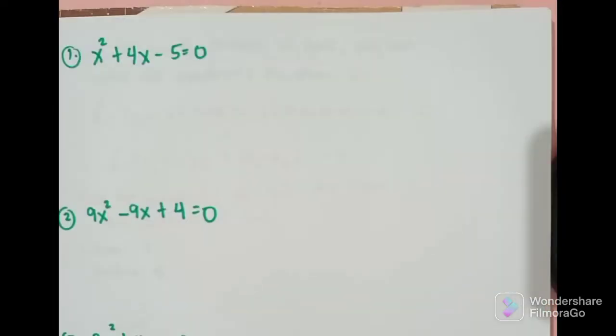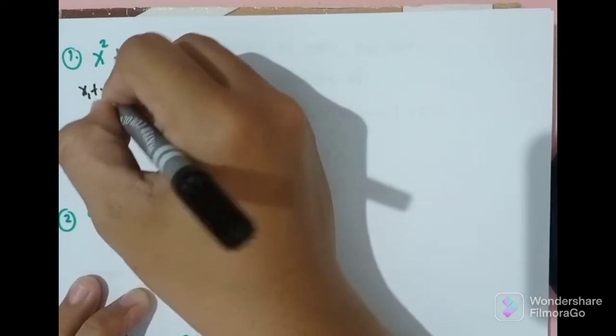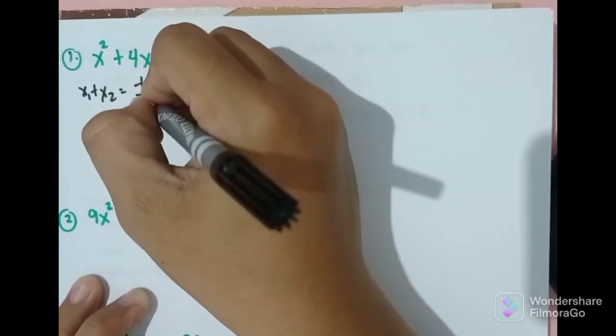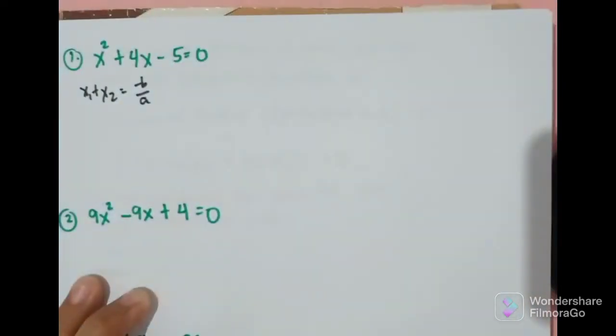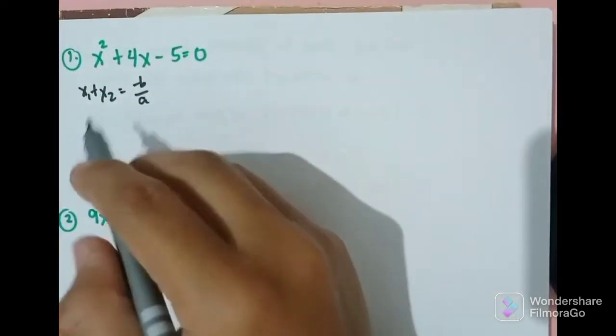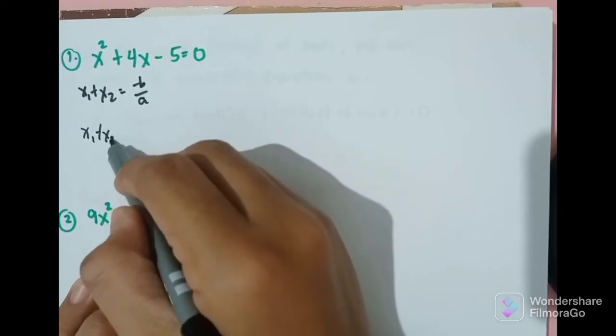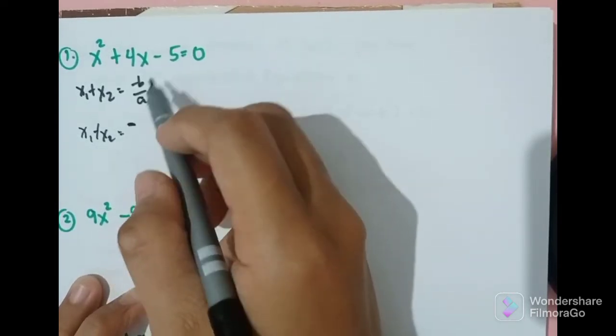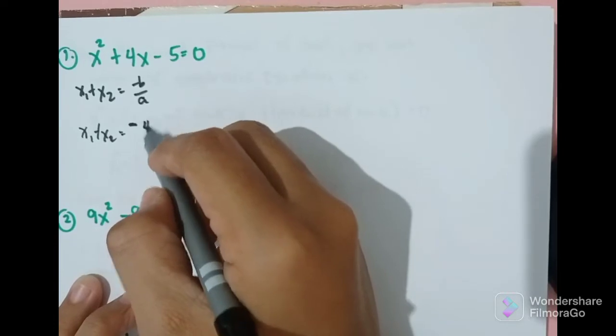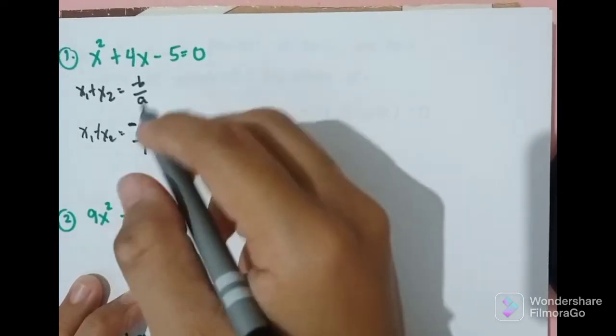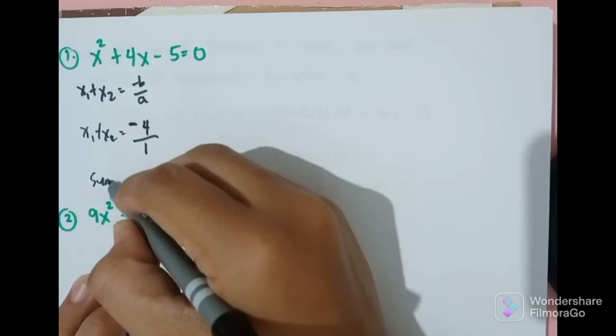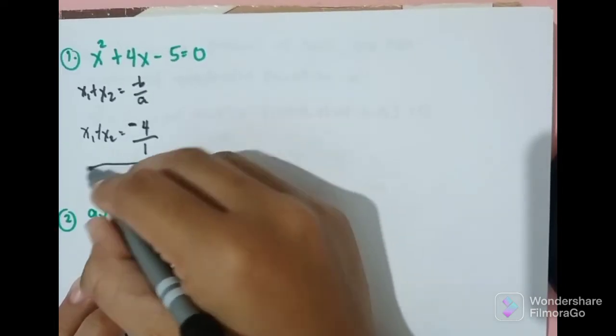Okay, number 1, x squared plus 4x minus 5 is equal to 0. So, let us get the sum and product of roots of this equation. Again, we will just use the formula: x sub 1 plus x sub 2 is equal to negative b over a. So, what is the value of b? That is, x sub 1 plus x sub 2 is equal to negative b, so that is negative, what is b? That is 4, all over a, which is 1. Or simply, our sum is equal to negative 4.